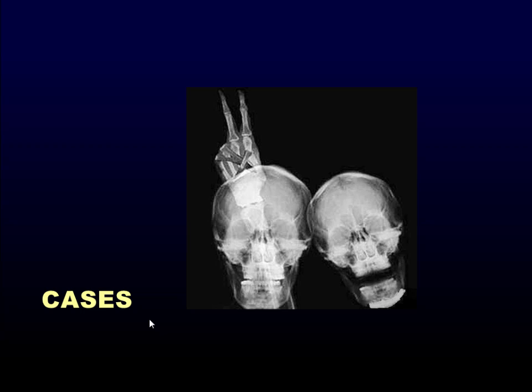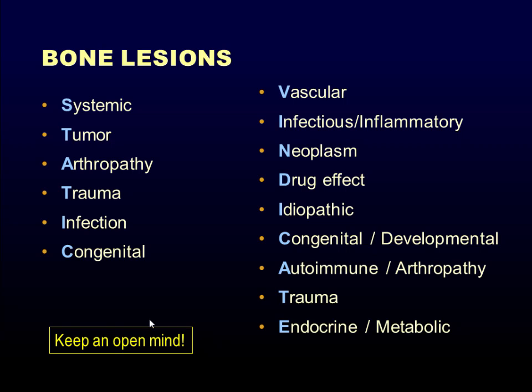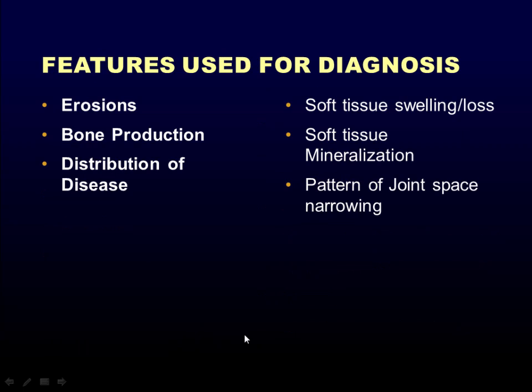So I'm just going to put a couple cases in here, something for you to step up and test your skills. First thing that I want to remind you of is keep an open mind. Before you approach any case, make sure that you really think it's an arthropathy. Think about all categories of disease. Once you get to the point that it is an arthropathy, look at the type of soft tissue changes, if there are any, see if there's any mineralization.